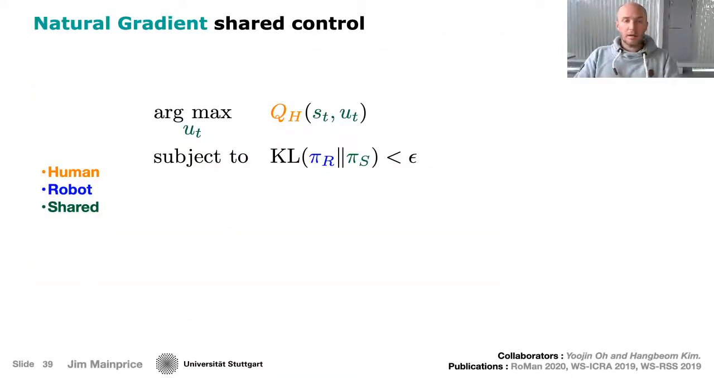What we introduced at the last Roman conference is the notion of natural gradient shared control, where we formalize the idea that we want to execute an action that is as close as possible to what the robot policy has. Our shared policy here maximizes the internal action value function that the human has, but subject to not being too far away probabilistically from the robot policy. We assume that we have this robot policy. We derive this framework in the context of movement, where the actions are really tangent vectors to the state manifold.